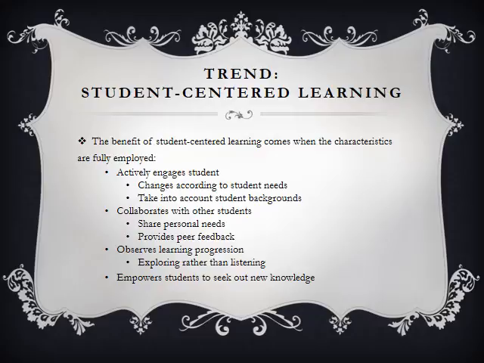Student-centered learning actively engages the student. It changes according to the student's needs, and it takes into account the student's background. You need to get to know your students, and you need to monitor their progress. It collaborates with other students. They share personal needs, and they provide peer feedback. When students collaborate together, it helps them grow better in the course. Observe learning progression. Explore rather than listening.